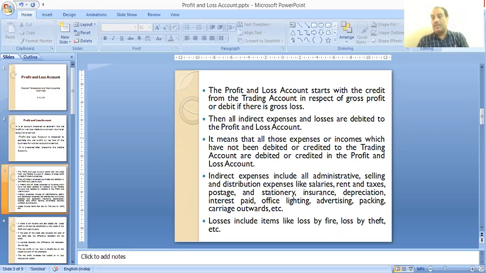These are indirect. I have already told you, even in the beginning we discussed, that direct expenses are the part of trading and indirect are the part of the profit and loss account. I am repeating again. So fix it in your mind that when we go for preparing the profit and loss account, it takes only indirect expenses.